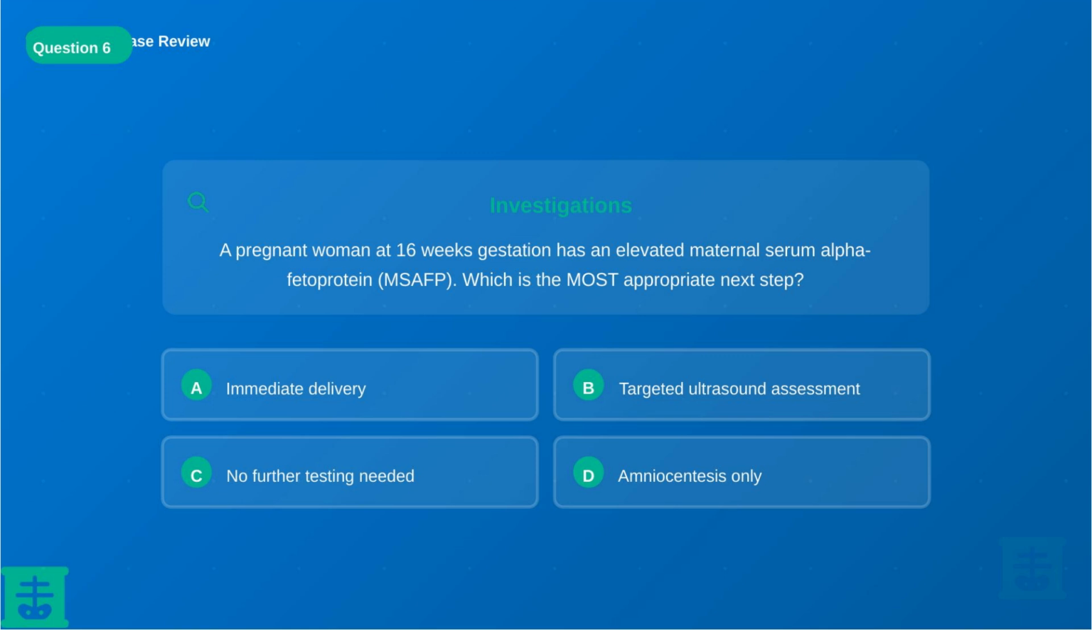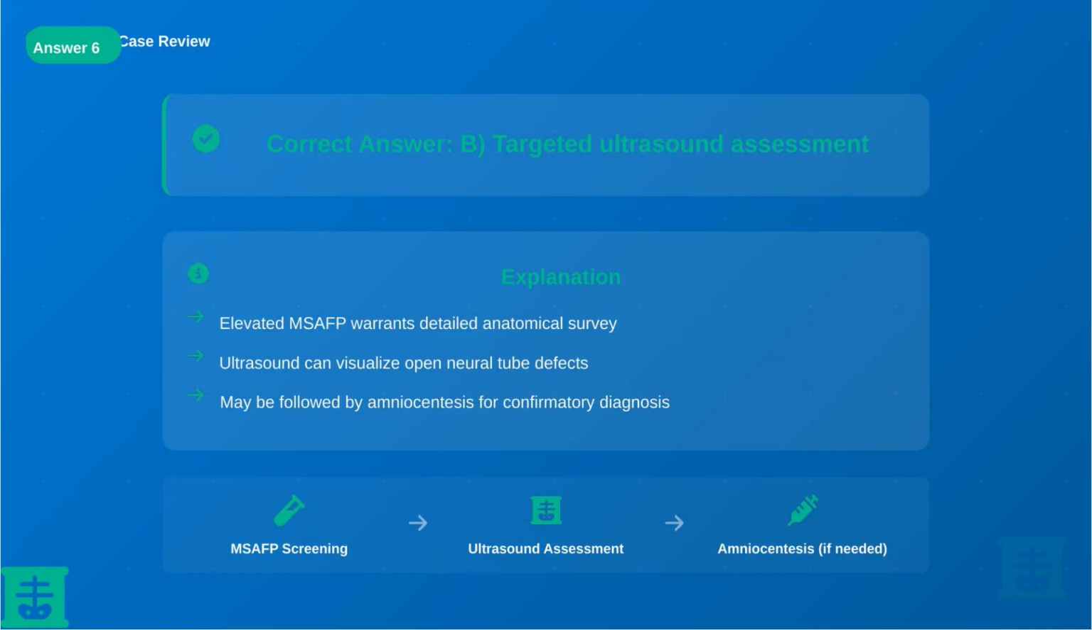Let's discuss investigations. A pregnant woman at 16 weeks gestation has an elevated maternal serum alpha-fetoprotein. Which is the most appropriate next step? A. Immediate delivery. B. Targeted ultrasound assessment. C. No further testing needed. Or D. Amniocentesis only? The correct answer is B. Targeted ultrasound assessment. Elevated maternal serum alpha-fetoprotein is a screening test that suggests increased risk for neural tube defects.